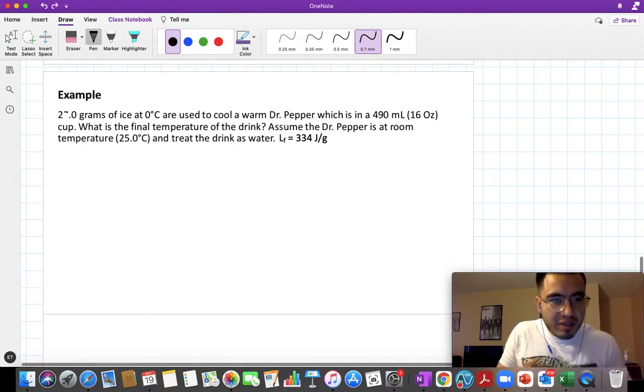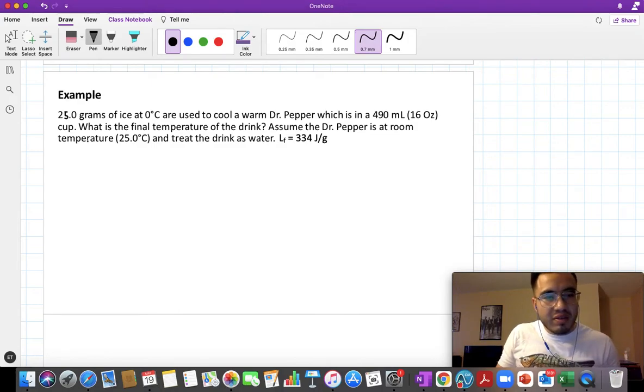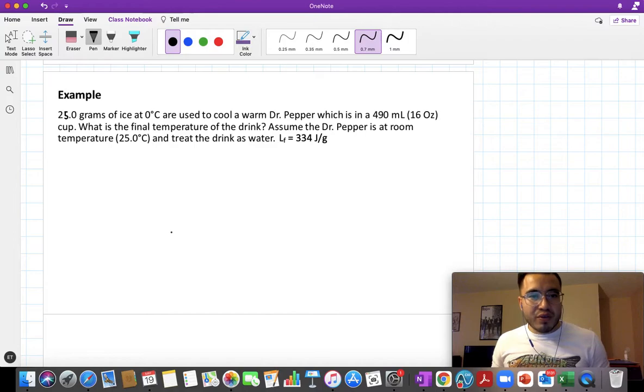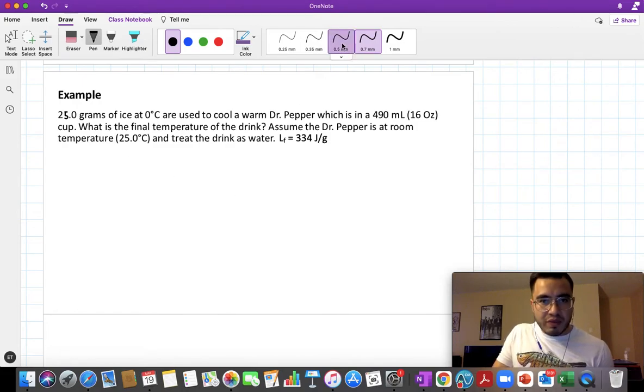That's weird. Let's try it again. There you go. So 25 grams of ice at 0 degrees are used to cool a warm Dr. Pepper, which is in a 490 milliliter, that's about 16 ounces, cup. What is the final temperature of the drink? Assume the Dr. Pepper is at room temperature, about 25 degrees, and treat the drink as water. Don't forget, every time we have assume in physics, that's good news.